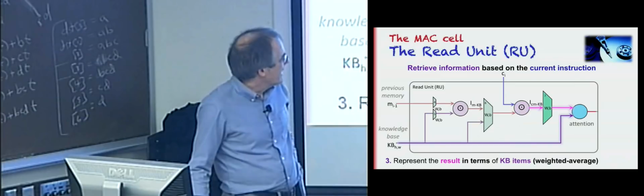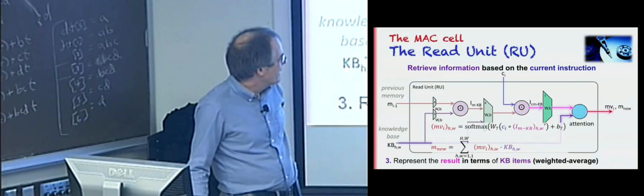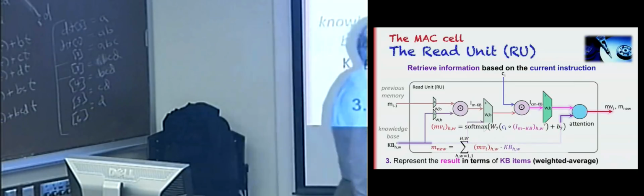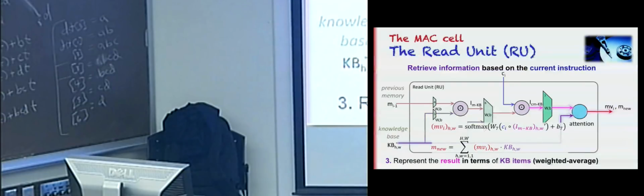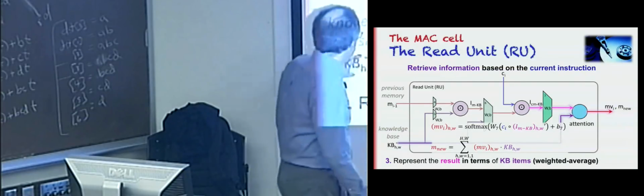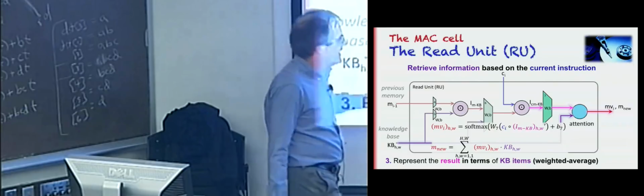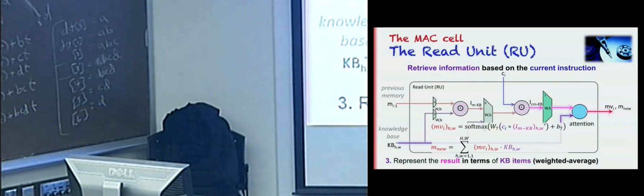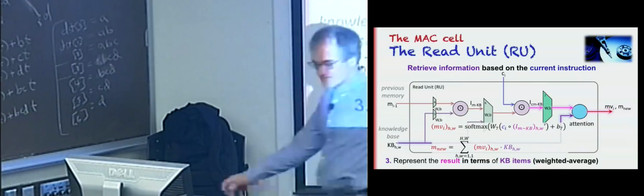And then having done that, we've eventually worked out something which we're going to use to get information out of our knowledge base. So we again calculate a visual attention over the knowledge base, or over the image. We form a weighted average of where to look in the image, and that gives us our new memory representation.